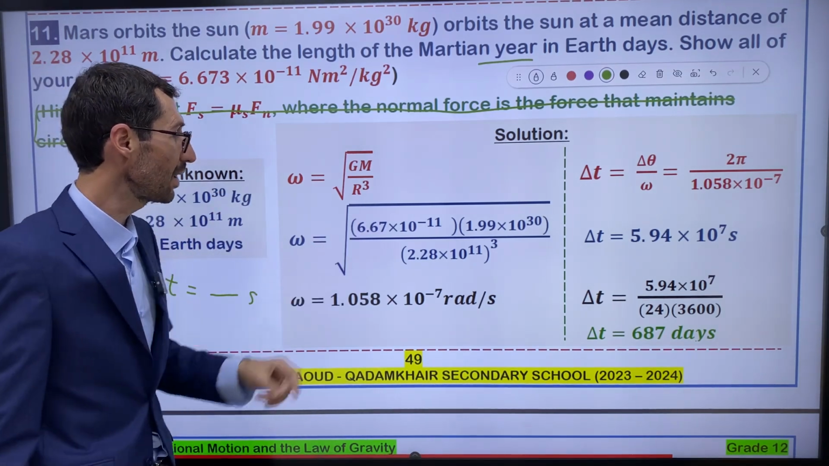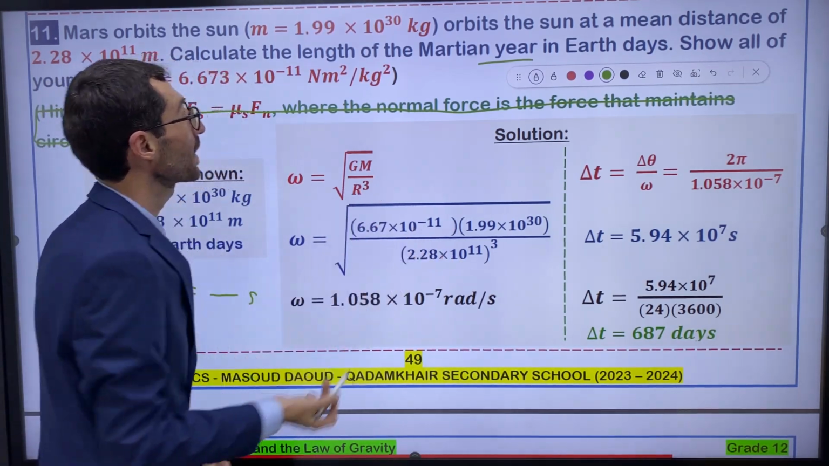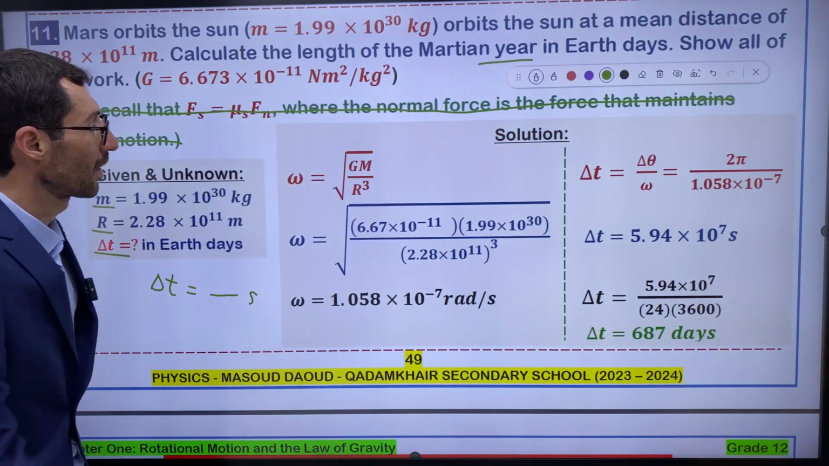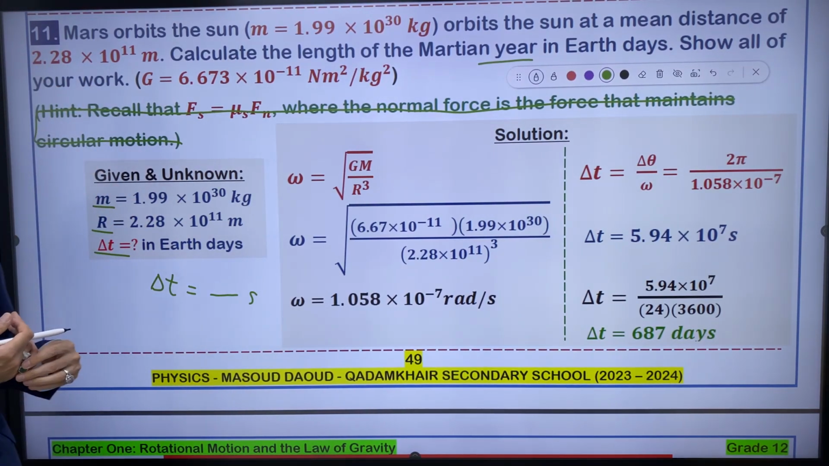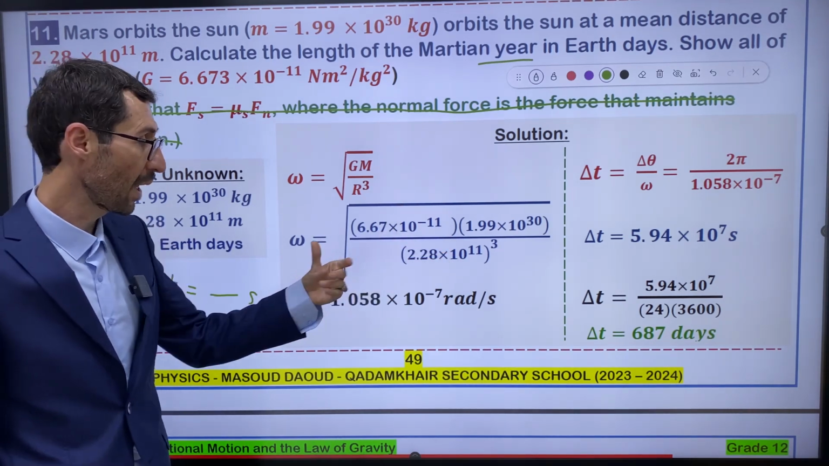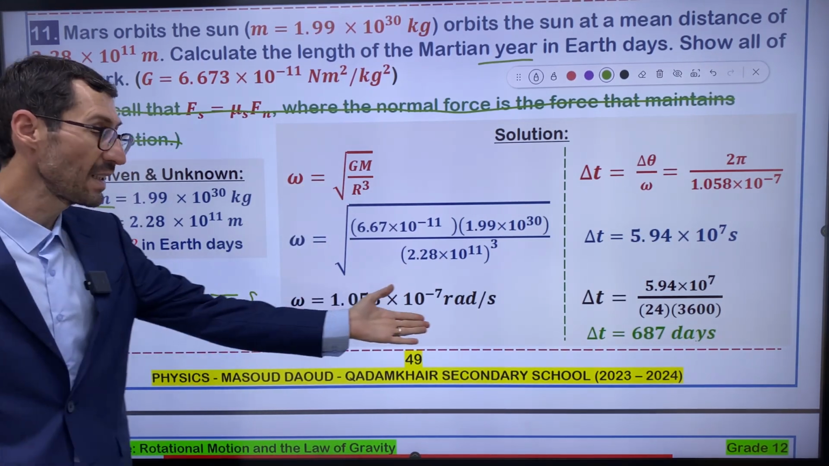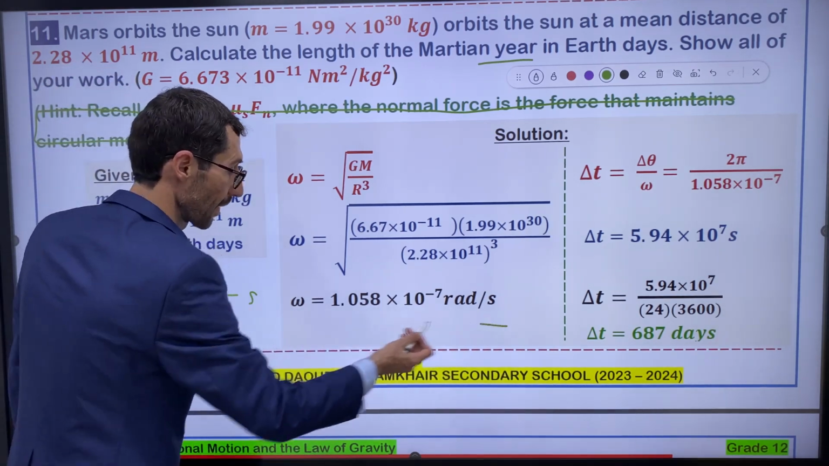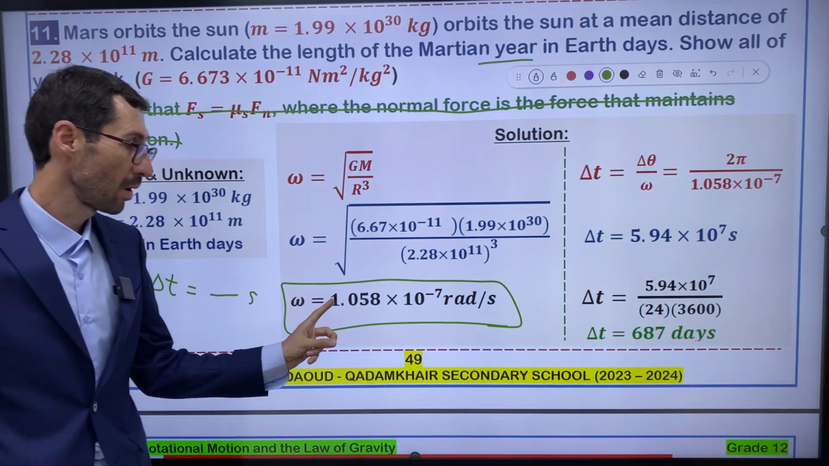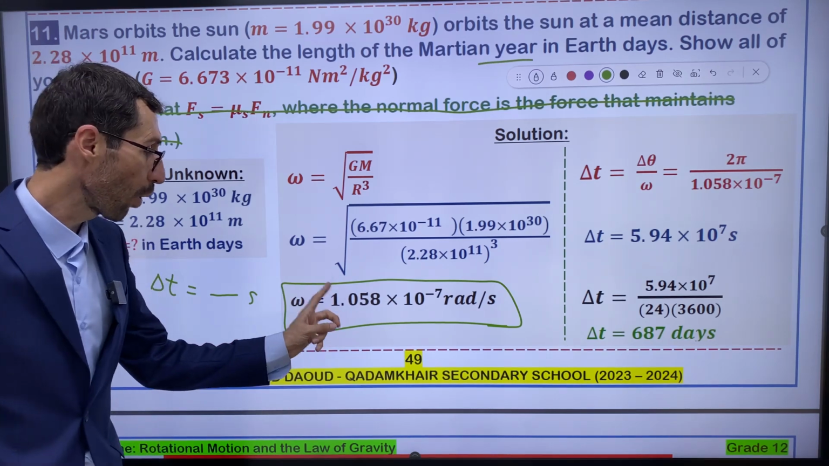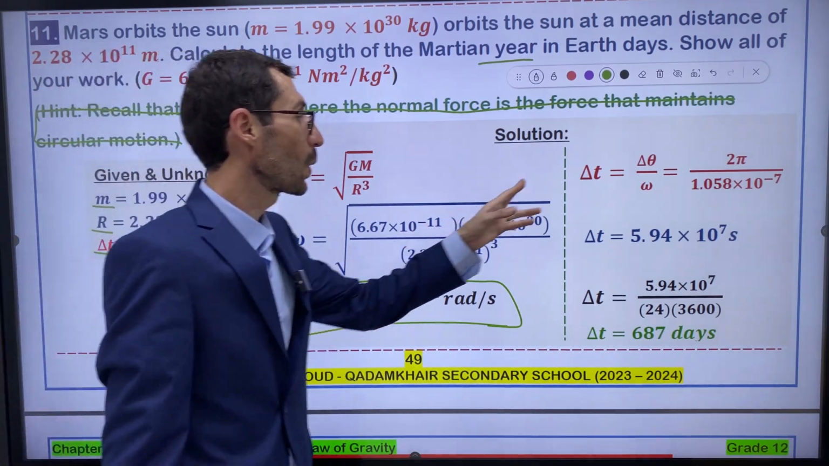Omega is equal to radical G, put G here. M, substitute the mass of the sun over there. And R, we have this number, 2.28 times 10 to the 11, cubed, right? I want you to cube the radius under the square root. You find this number, and this number is the angular speed of Mars. 1.058 times 10 to the negative 7 rad per second. Right.